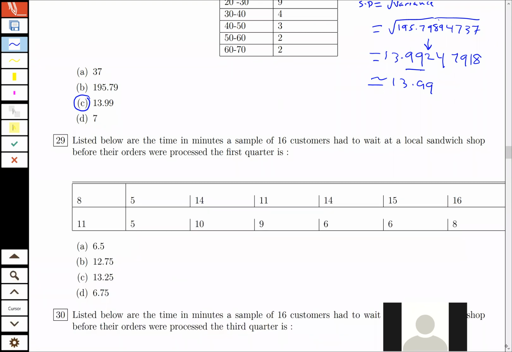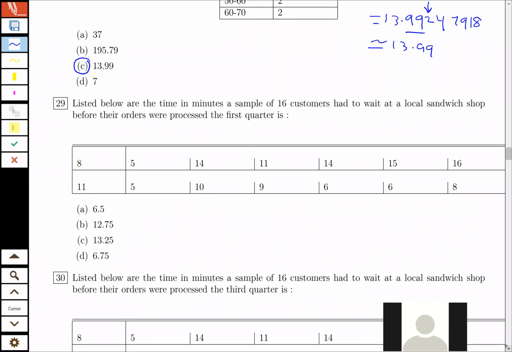Okay, guys. Now, here it says listed below are the times in minutes that 16 customers had to wait at the local sandwich shop before their orders were processed. Now, the question is, what is the first quartile?